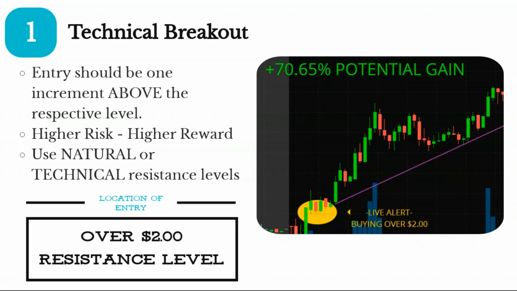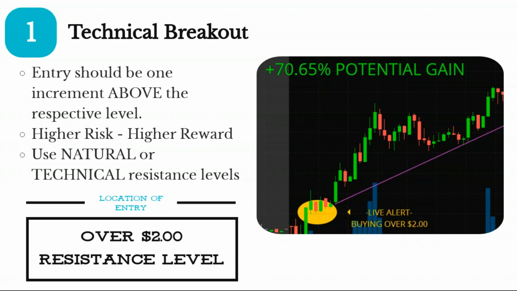And the location of this specific entry here, I said this before, but it's over that $2 resistance level. You can see what happens on the action here. As it breaks above $2, it kind of consolidates here, but you see it never breaks back below that $2 level. It actually uses it as support in this case. And then you can see the big move higher. This is that breakout that I was referring to that has a high reward aspect to it.